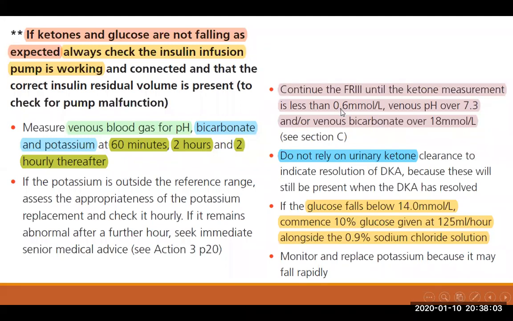The resolution criteria are: ketone body less than 0.6, venous pH more than 7.3, and venous bicarb over 18 millimole. This is very important because the diagnostic criteria of DKA are ketone body more than 3, venous pH less than 7.3, and bicarb less than 15. But the resolution of DKA depends upon ketone body less than 0.6, not 3, venous pH more than 7.3, and bicarb over 18.